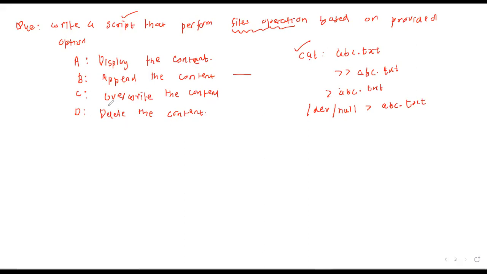Okay, so this is our script. One file is provided, abc.txt. We want to display the content, append the content. So these are variables. Done.